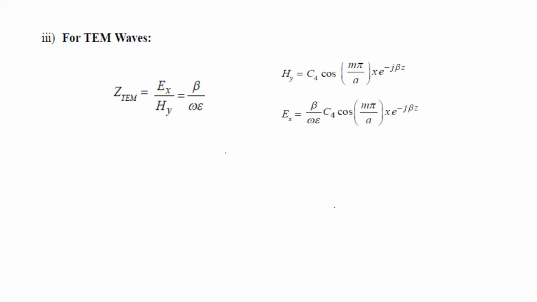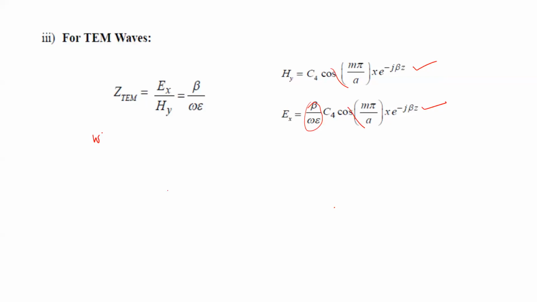Next is the characteristic wave impedance of TEM waves. For TEM waves, we have Ex and Hy components, so the equation for characteristic wave impedance is Ex by Hy. These are the two expressions for Ex and Hy, in which these two terms get cancelled when I substitute Ex and Hy in these two places. So we'll be left with only beta by omega epsilon. So for TEM waves, the characteristic wave impedance is given by beta by omega epsilon.